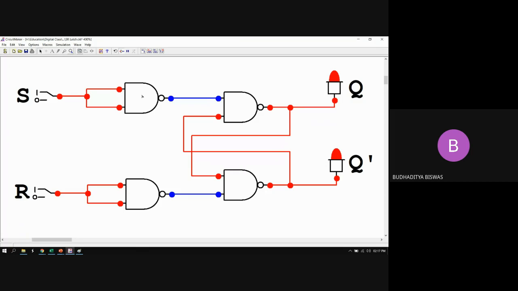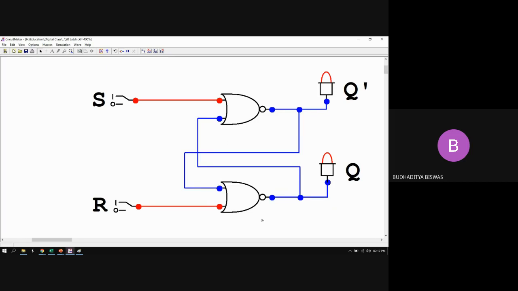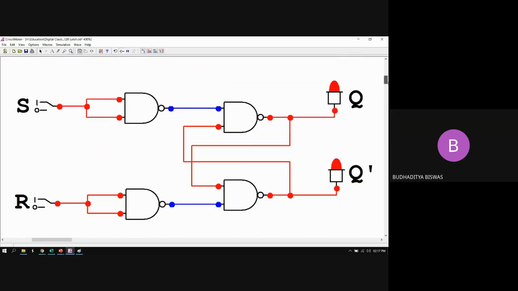What is the main component used to implement that circuit? NAND gates. Very good. So this is the RS flip-flop using the NAND gate. Come to this one. What is the main component used here? It is a 2 input NOR gate. So this is the implementation of the RS flip-flop using the NOR gate, and this is the implementation of the RS flip-flop using the NAND gate.